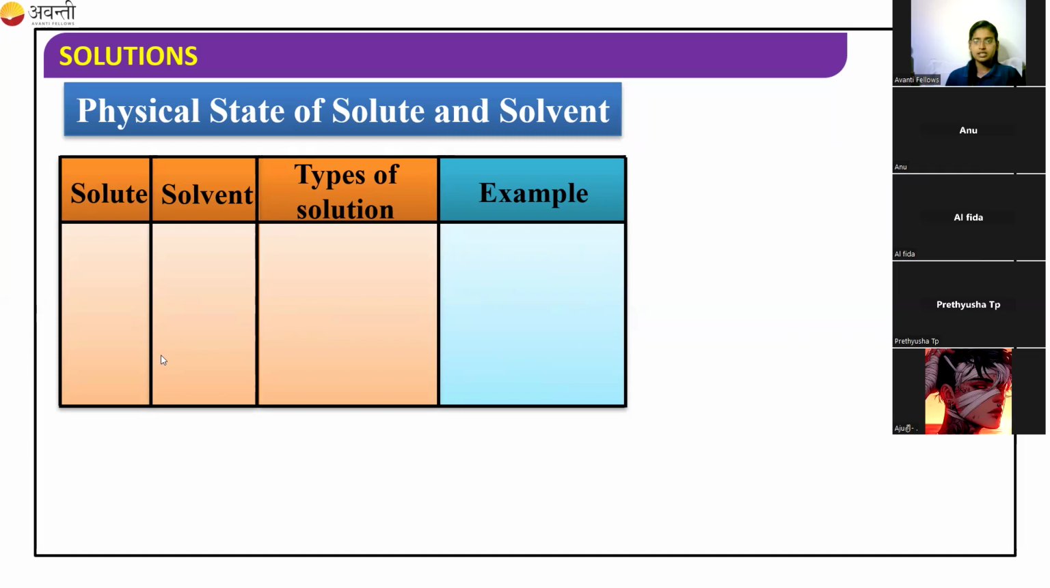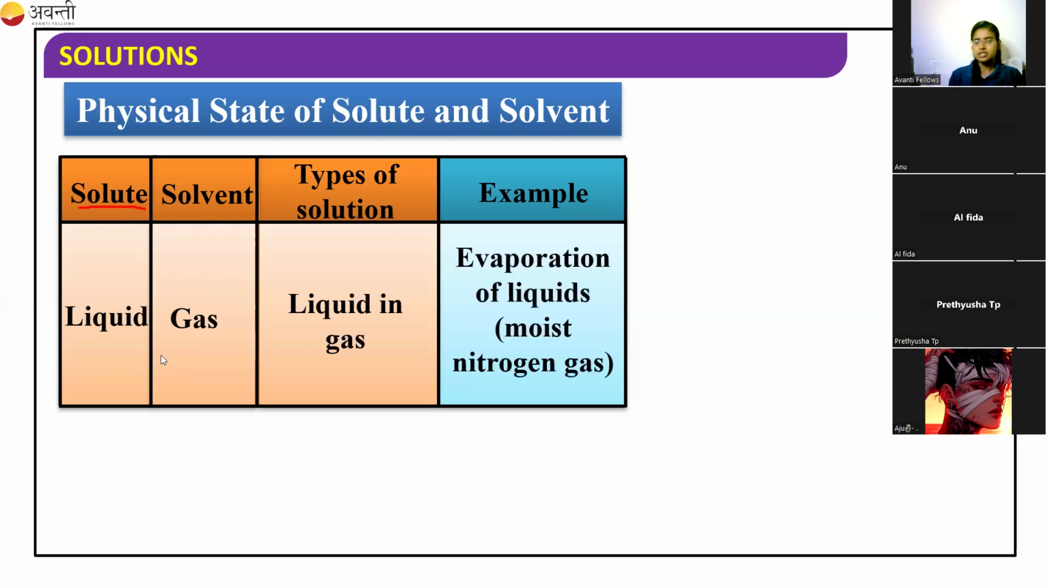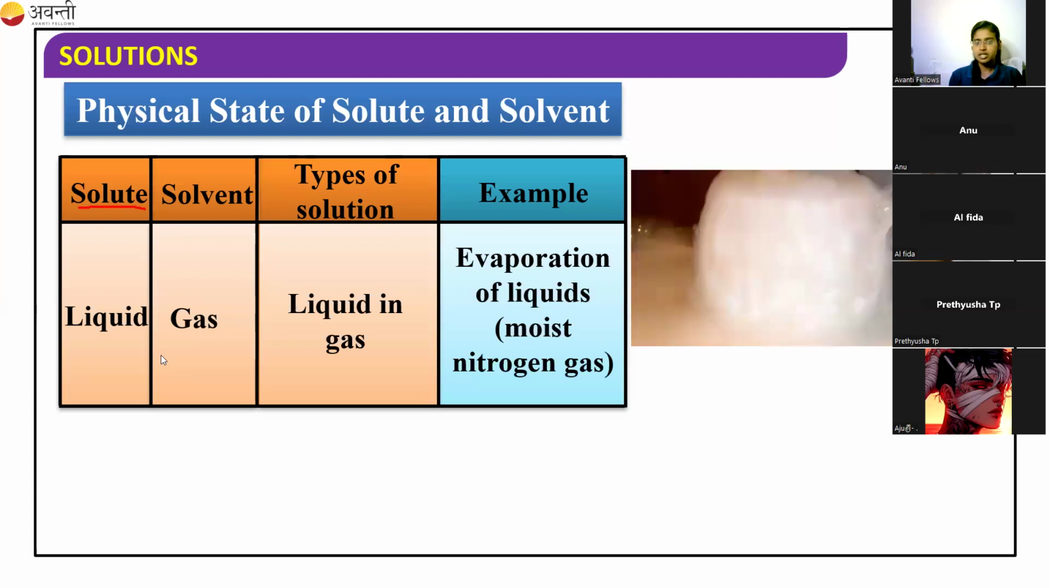Now the fourth thing is the solute is going to be a liquid and the solvent is going to be a gas. Initially, we took the solute as gas. In the first three types, the solute was gas and we changed the solvent. Now the solute is going to be liquid and we are going to change the solvent. First is gas, so it is an example for liquid in gas. The example is evaporation of liquids, moist nitrogen gas. You see here, evaporation of liquids, moisture, nitrogen gas.